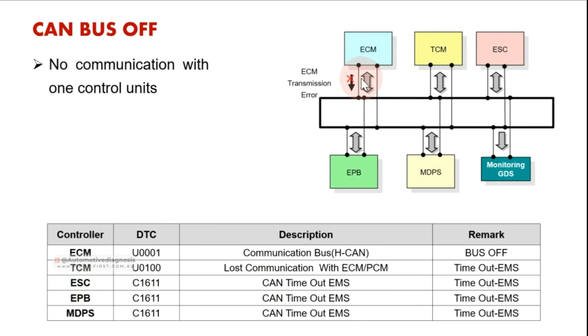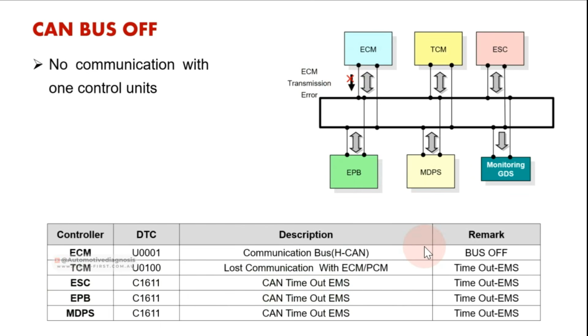In this case, that ECM is not communicating with other control units, the other control units are going to set a fault code as timeout or lost communication with that control unit. For example, here, this fault code on transmission control module, U0100. This fault code is the lost communication between TCM and ECM. It means TCM does not have any communication with ECM anymore. Same story on the other control units. C1611 CAN timeout EMS. EMS represents the engine management system. Brake system doesn't have any communication with ECM anymore.